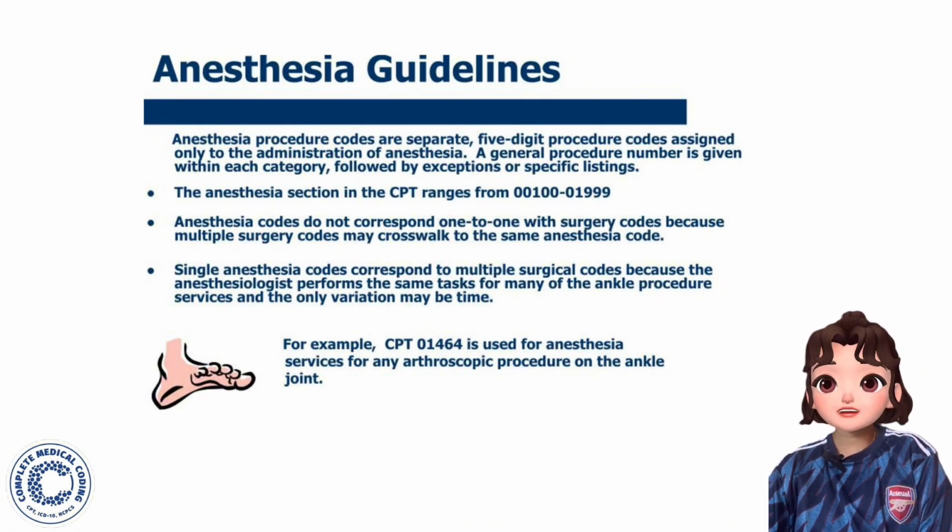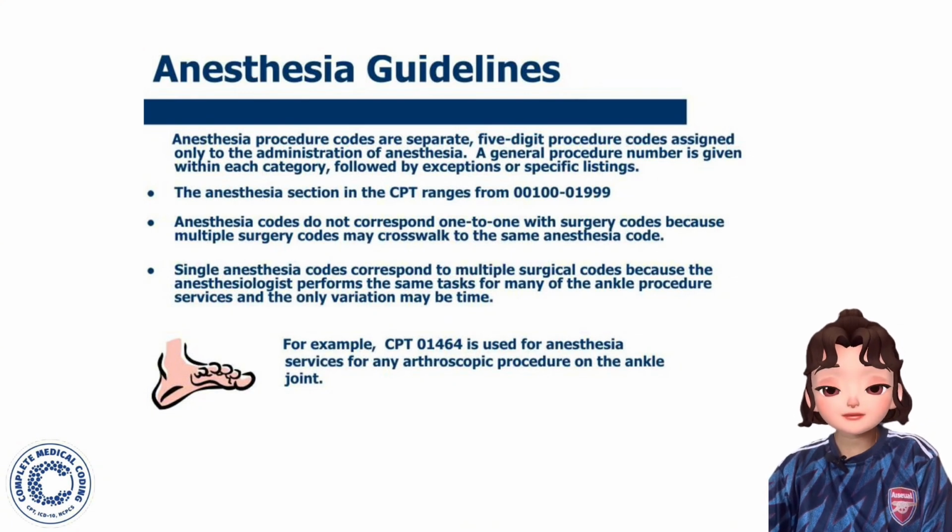A general procedure number is given within each category, followed by exceptions or specific listings. The anesthesia section in the CPT code book ranges from 00100 to 01999.